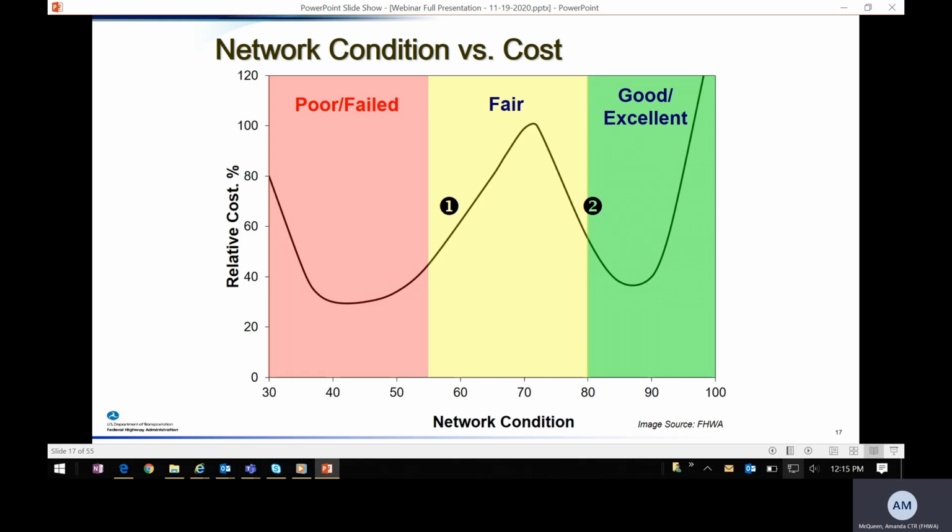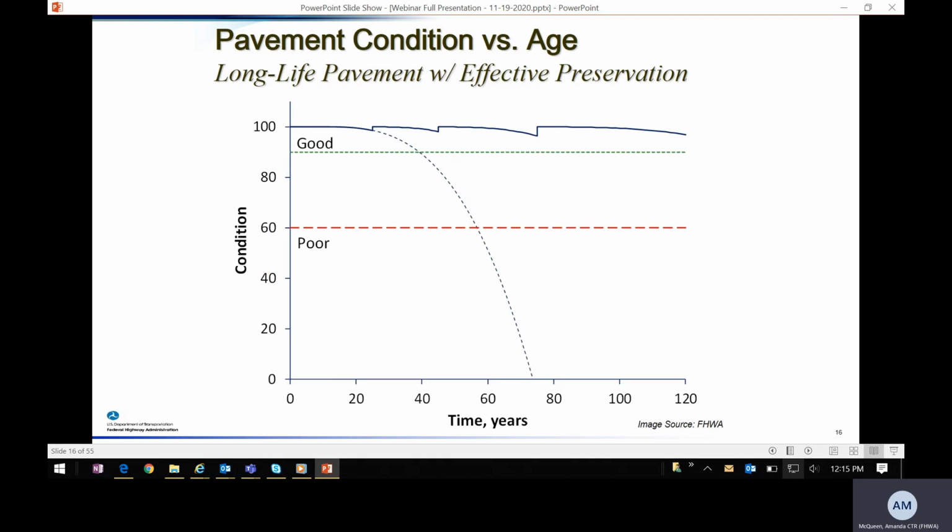So every time we fall short on budget, the network condition starts to decline. The alternative is if we have a long life approach, then it actually is costly to let the pavement deteriorate. So what we do is we try to keep the pavement in good condition, and it's a much more stable way to maintain pavements in good condition. So this is the approach that we're promoting, and the challenges and solutions.